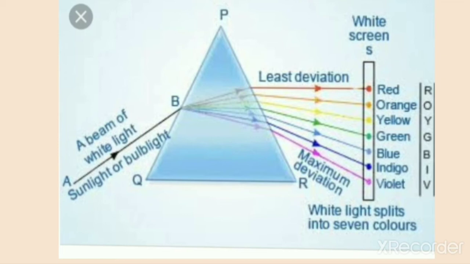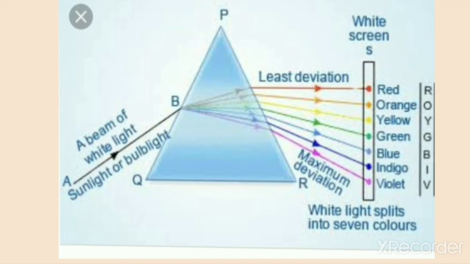He first allowed the white light from the sun to enter a dark room through a small aperture in a window. Then in front of it he placed a glass prism so that the light passed through it, as you can see in this figure. On the other side of that prism he kept a white screen so that he could observe the light after refraction through the prism.